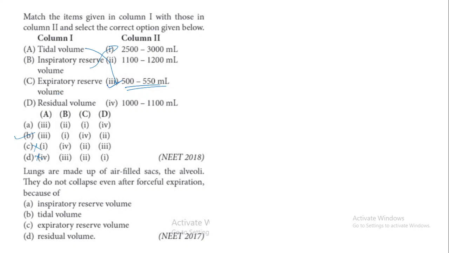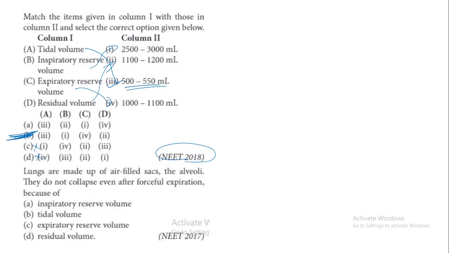Expiratory reserve volume, according to the options, is 4. So is the expiratory reserve volume 1 liter to 1.1 liter? Just try to recollect. Yes, it is. So it is 1 liter. This is the right option. And residual volume at the end is obviously going to be 1100 ml to 1200 ml. So the right option according to our analysis is B. This question has appeared in NEET 2-3 years ago.